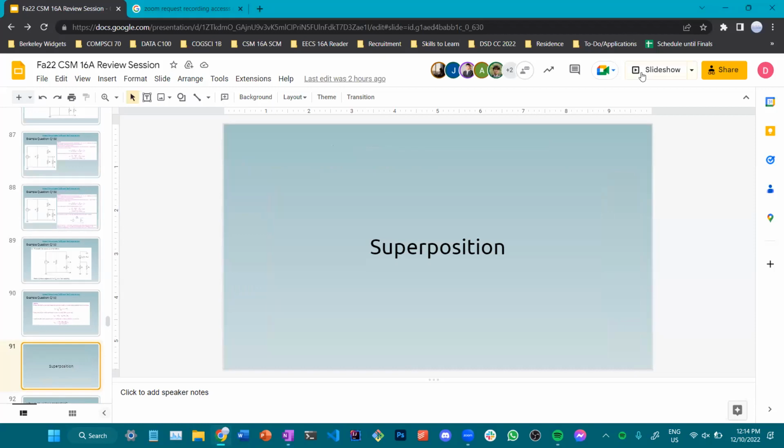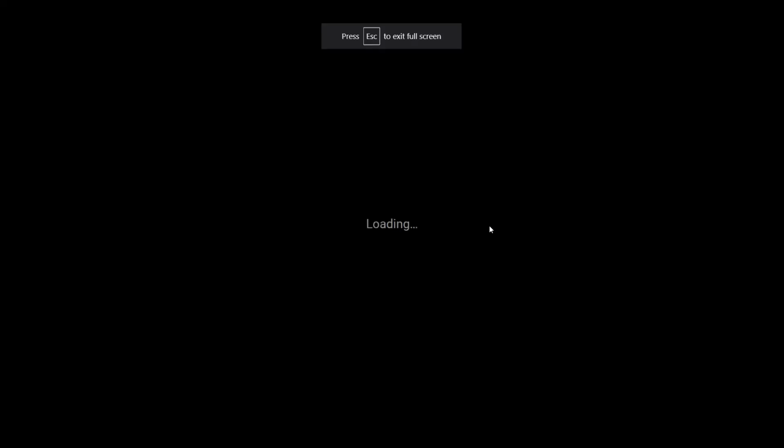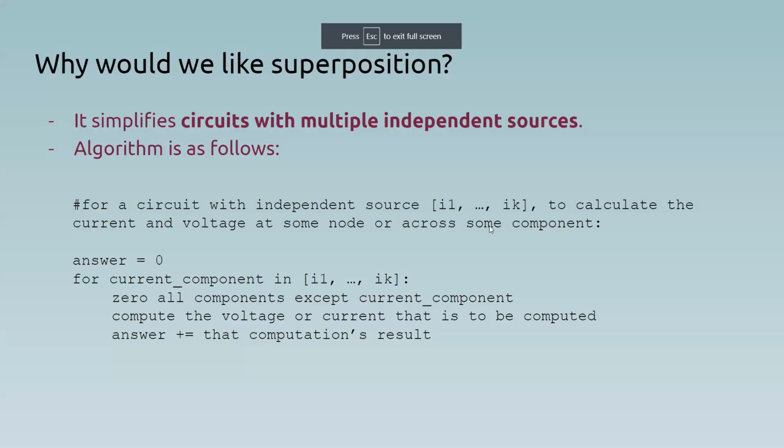All right. So now let's go into another topic, which is called superposition. Why would we like to do superposition? Because, once again, it simplifies circuits, but this time not circuits with very complex resistor networks, but circuits with multiple independent sources. For example, if I at the same time have one voltage source and one current source in my circuit, then the circuit is going to be really complicated. Not to mention if I have two current sources and one voltage source at the same time.